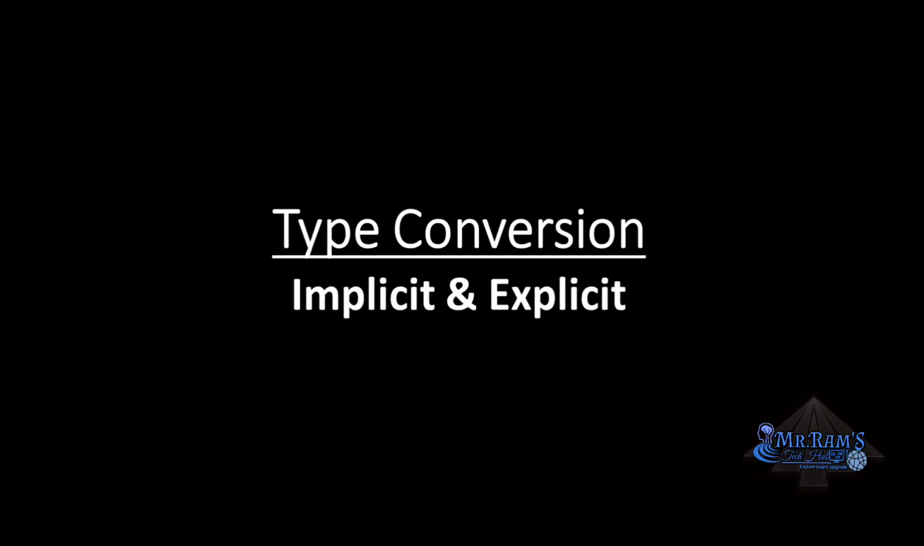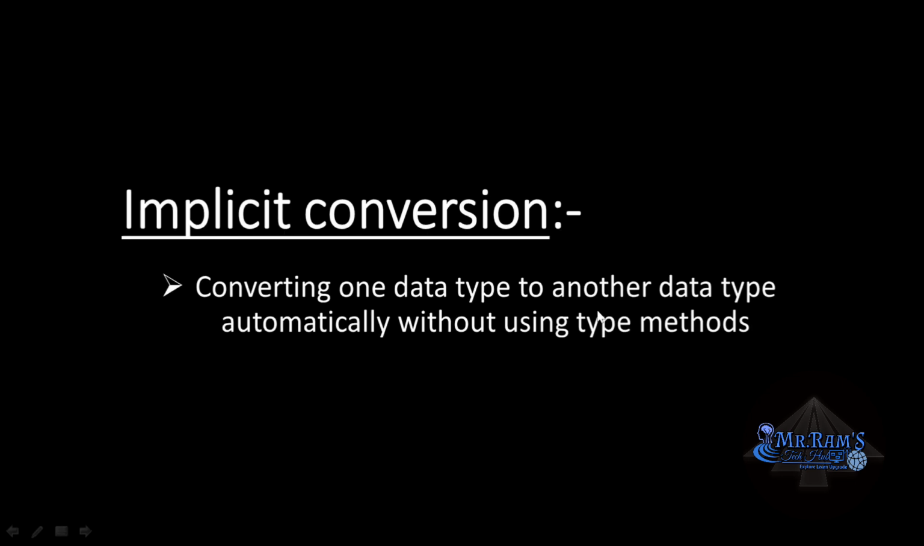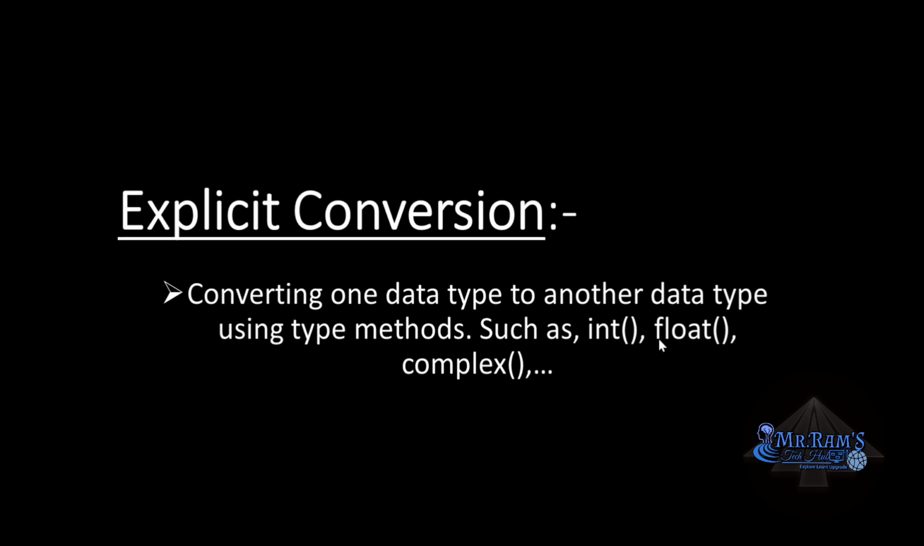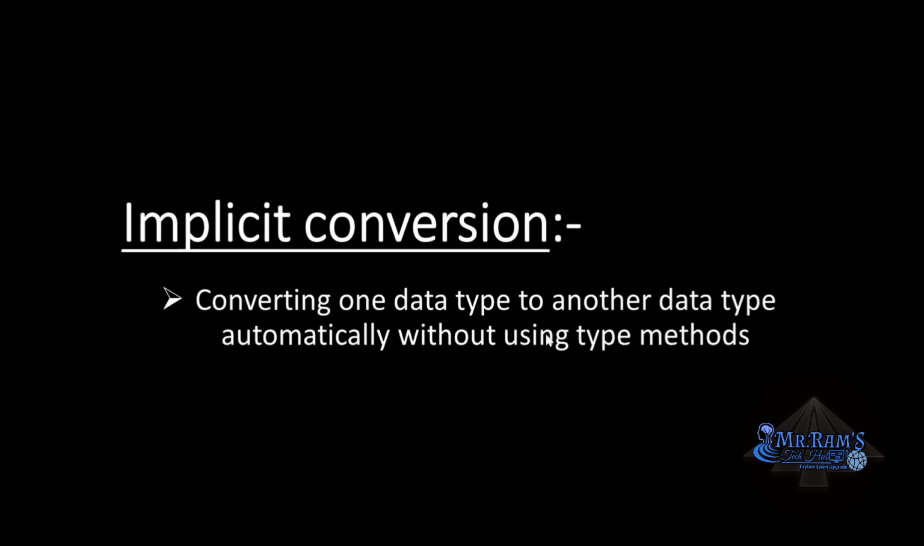In this video, we are going to see type conversion, implicit and explicit type conversion. What is implicit conversion? Implicit conversion is nothing but converting one data type to another data type automatically without using any type methods. What is explicit conversion? Converting one data type to another data type using type methods such as the integer method, float method, complex method, like this. By using these type methods, we convert one data type to another in explicit conversion, whereas in implicit conversion, it converts automatically without using any type methods.